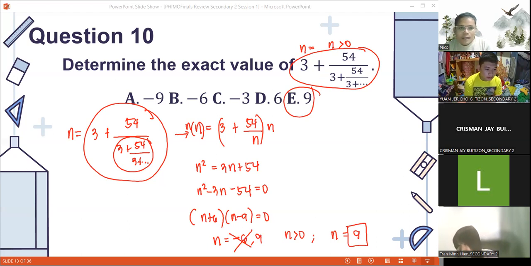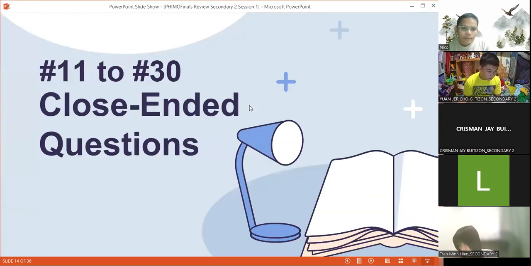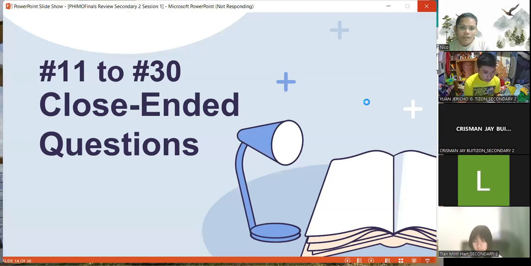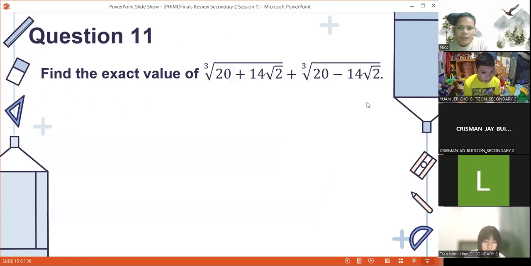Okay, let's have the next question, which is number 11. So these are closed-ended questions, right? So there are no more choices anymore. Okay, so we have this value here. This is a very lengthy solution. I think there's a solution here, so let's follow the solution here and see if it's correct.